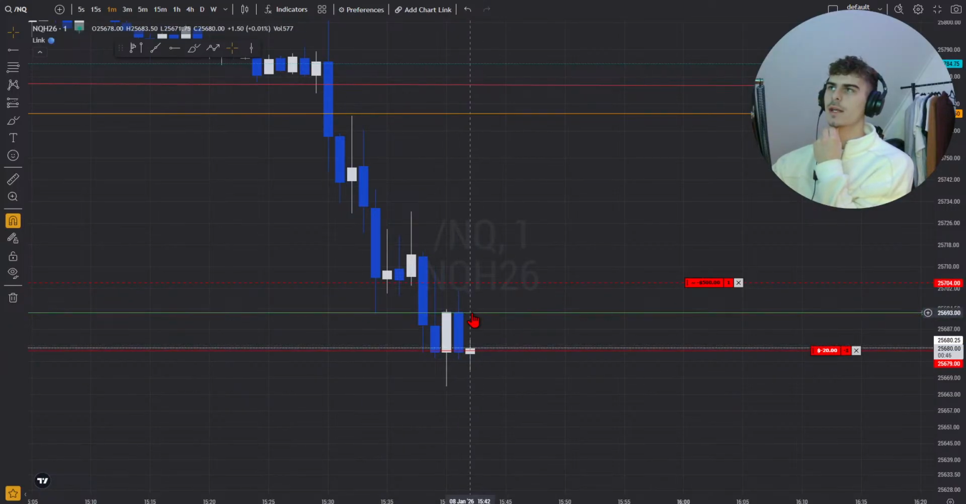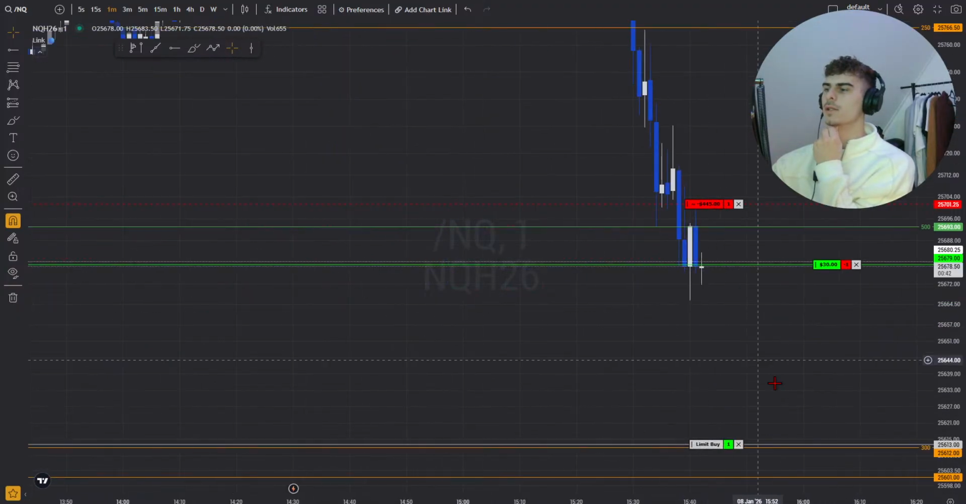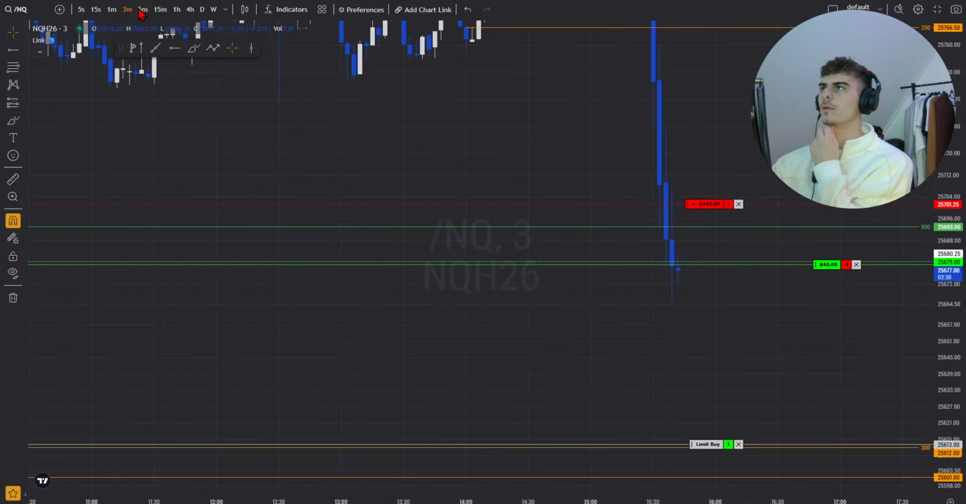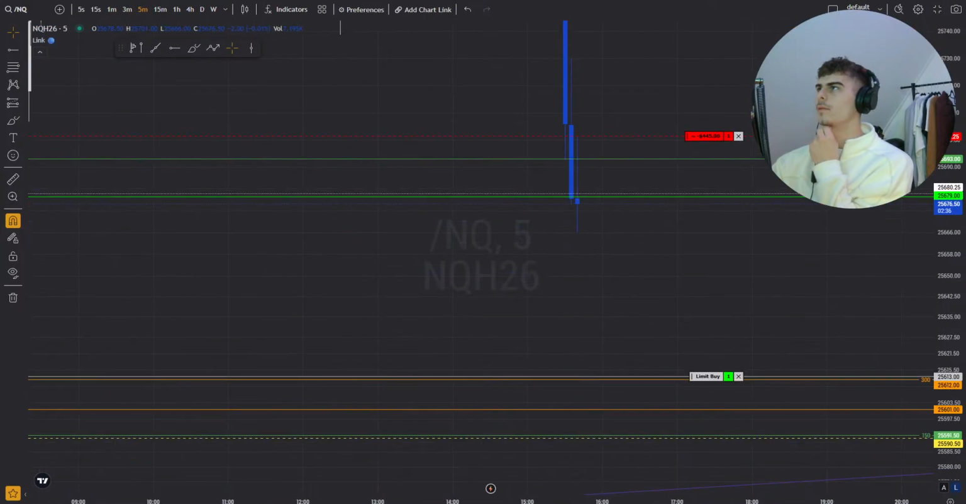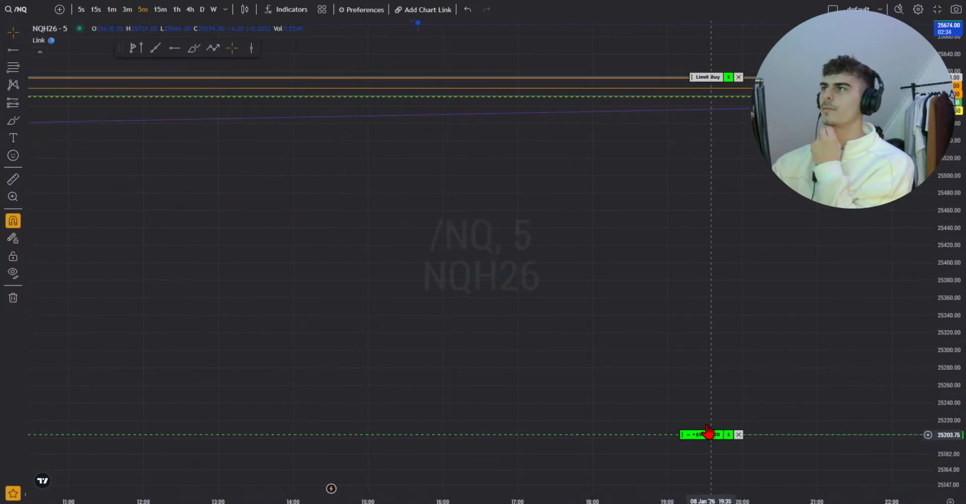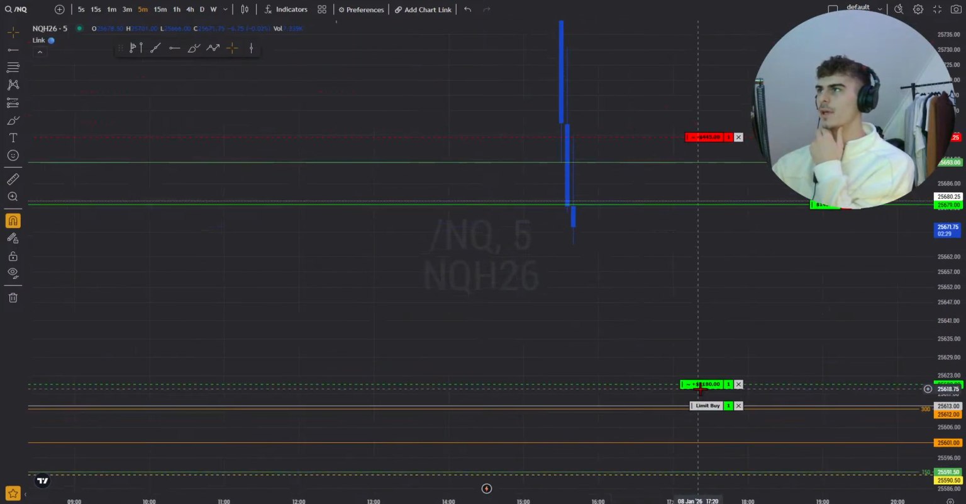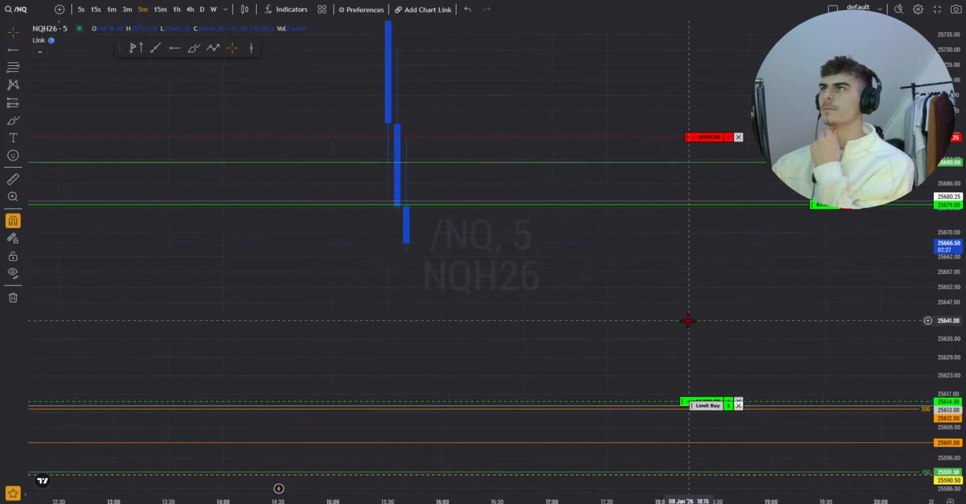You can hit this again, by the way. See, so we just want to catch the move short now towards my other levels down here. So my TP is gonna be something like this. It's just gonna make up for all the losses we took.